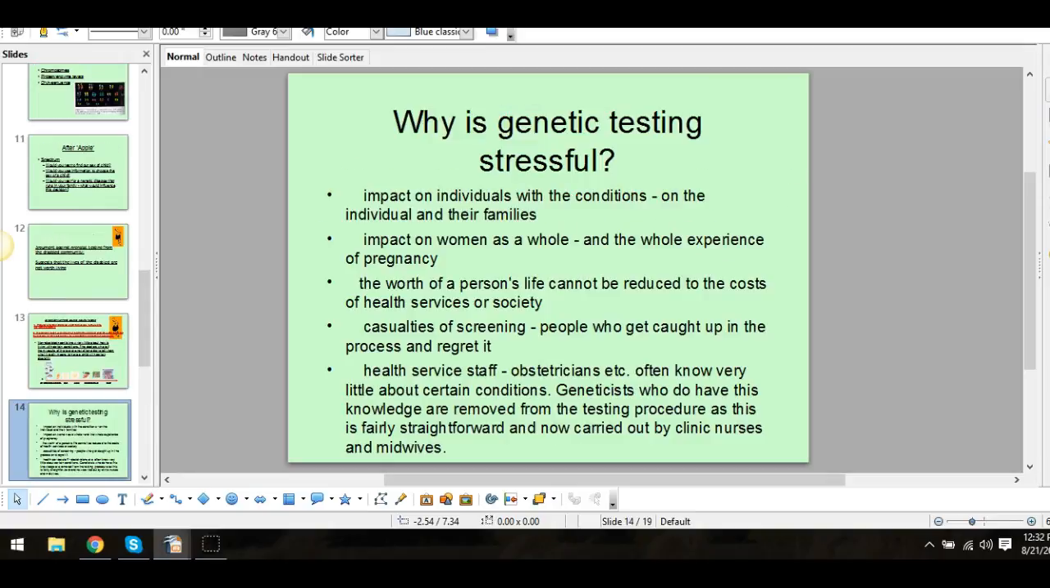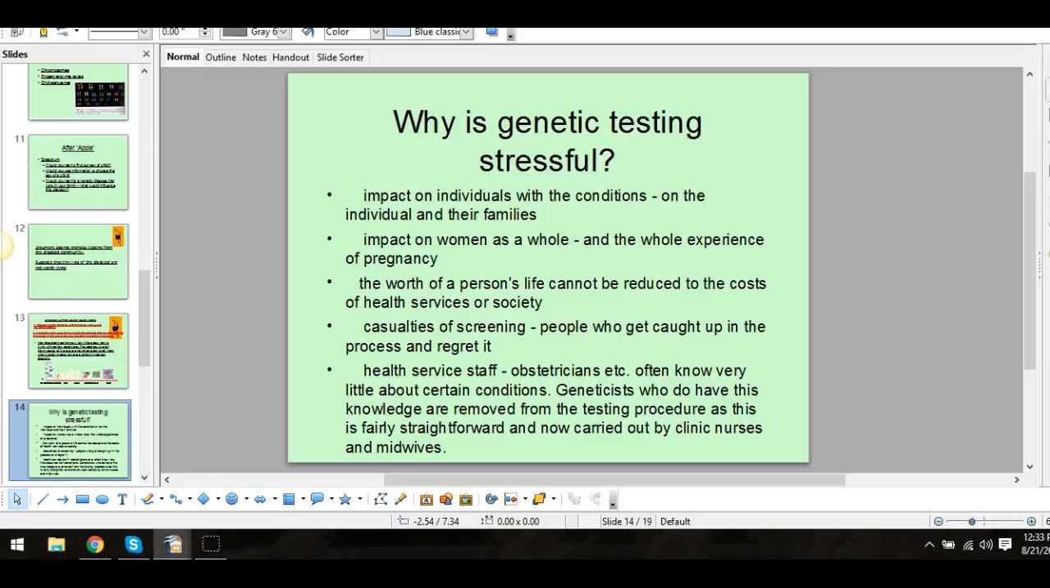Why is genetic testing stressful? It impacts individuals with the conditions and their families as well. It impacts women as a whole and the whole experience of pregnancy. It is stressful because it says that the worth of a person's life can be reduced to the cost of health services or society. There are casualties of screening, people who get caught up in the process and regret it, and also health service staff, like female doctors, who often know very little about certain conditions.